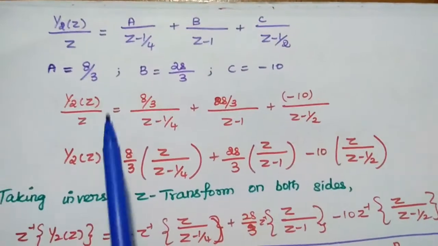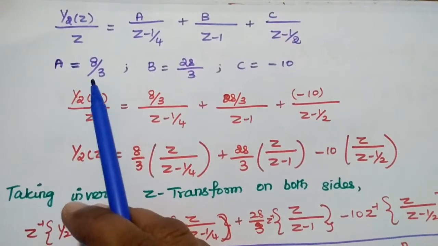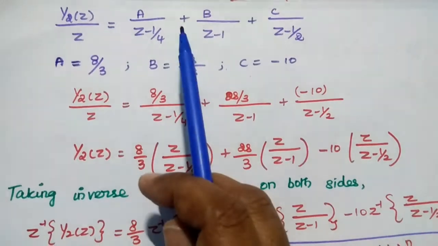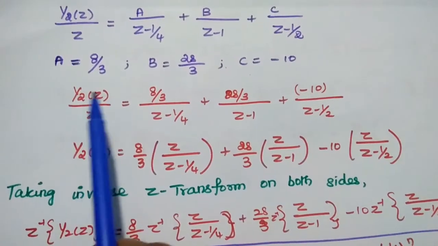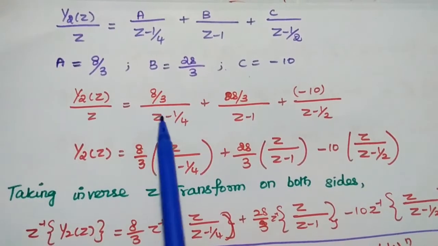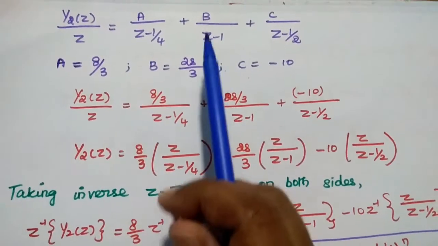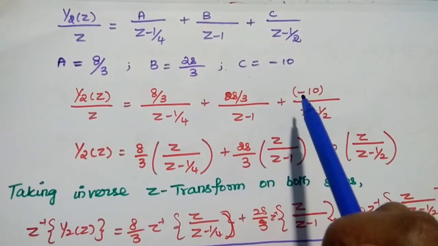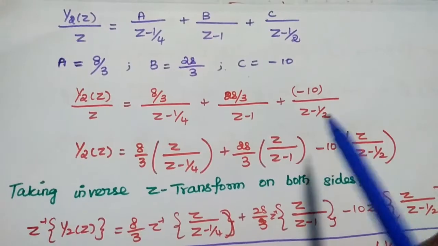So after finding out the values of a, b and c, we are going to substitute these values in this expression. So y2 of z divided by z is equal to a, which is 8 by 3, divided by z minus 1 by 4, plus b, which is 28 by 3, divided by z minus 1, plus c, which is nothing but minus 10, divided by z minus 1 by 2.